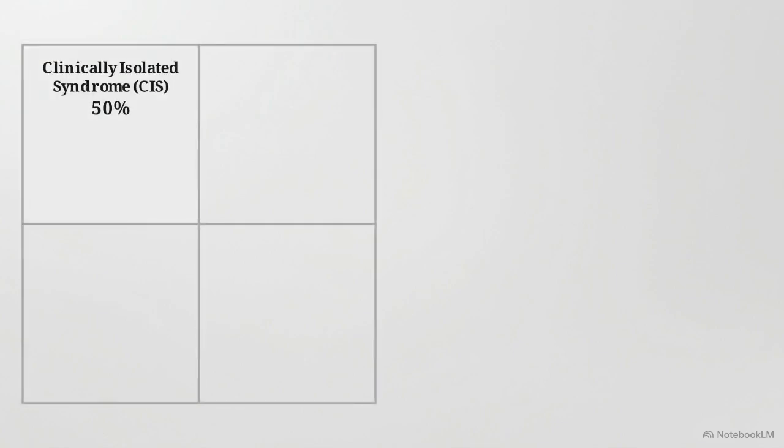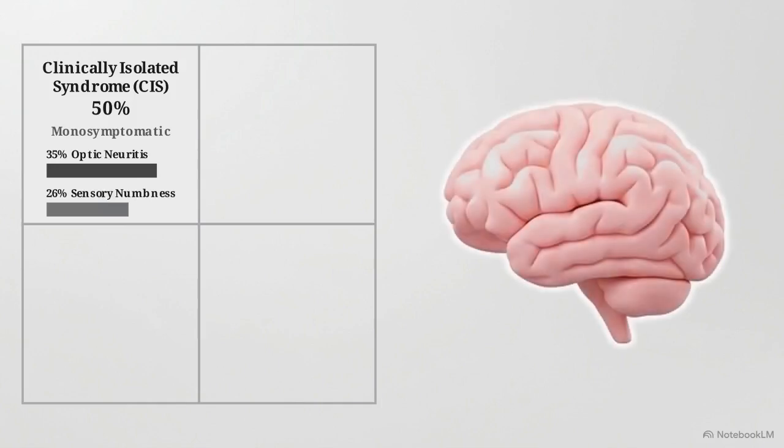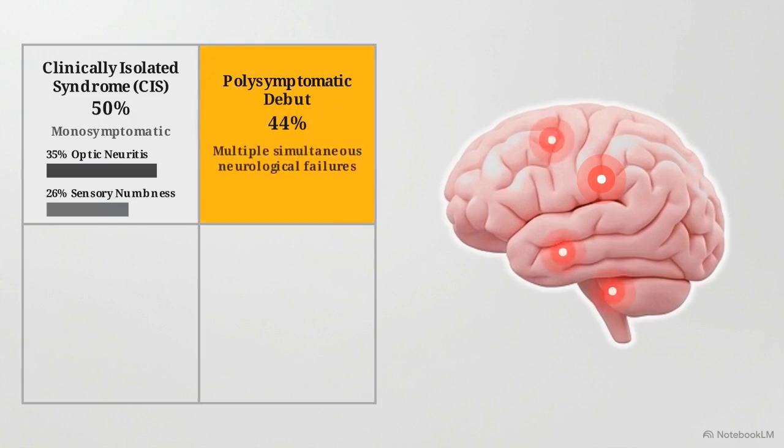The first is the clinically isolated syndrome, or CIS debut, accounting for half of pediatric cases. CIS features a monosymptomatic failure. 35% involve optic nerve neuritis, while 26% present as localized sensory numbness. Diagnosing this quadrant requires pinning down that single isolated neurological deficit and confirming the presence of matching demyelinating lesions via MRI. The second major presentation type accounts for roughly 44% of cases, the polysymptomatic debut.